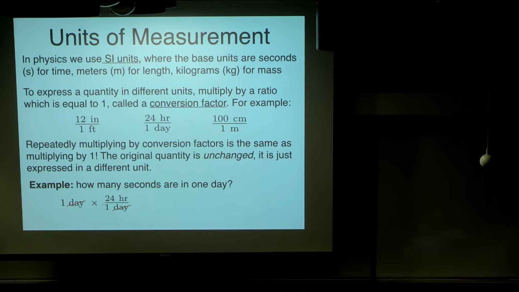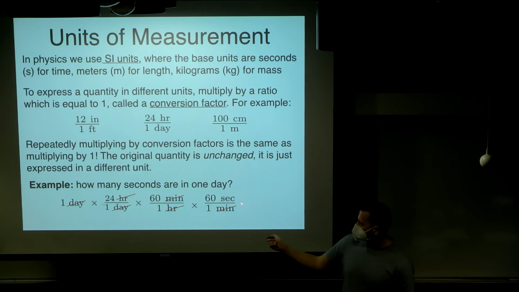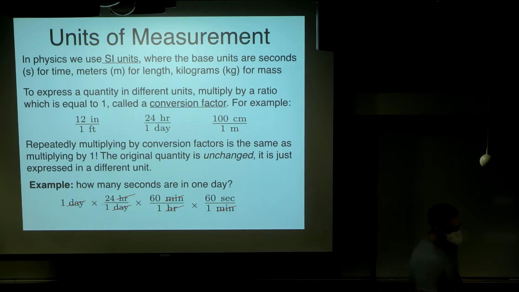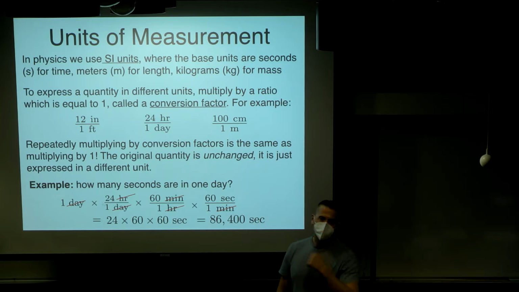60 minutes in 1 hour. Yeah, 60 minutes divided by 1 hour, and then we cancel hours. And then lastly, 60 seconds divided by 1 minute, and then we cancel minutes. Okay, so every unit conversion, I mean, this is not the most complicated one in the world, but they all work in this way, okay? Just find the appropriate set of factors, cancel out the units until you get the unit you want, okay? So if you crunch those numbers, it's 24 times 60 times 60, 86,400 seconds in a day, okay?